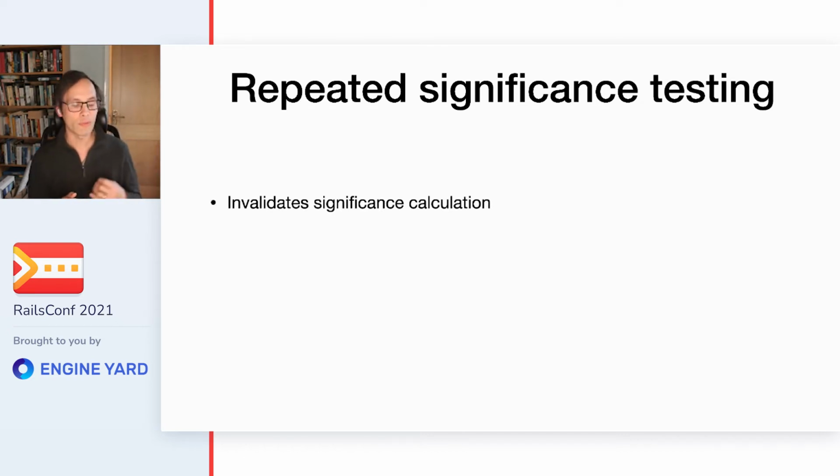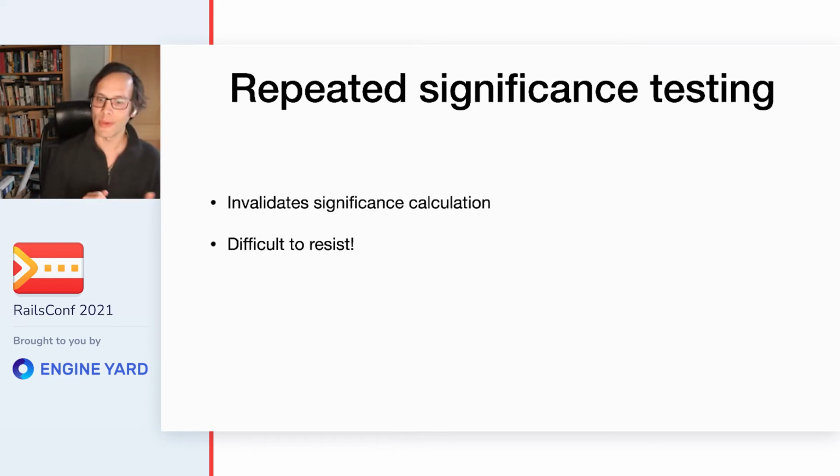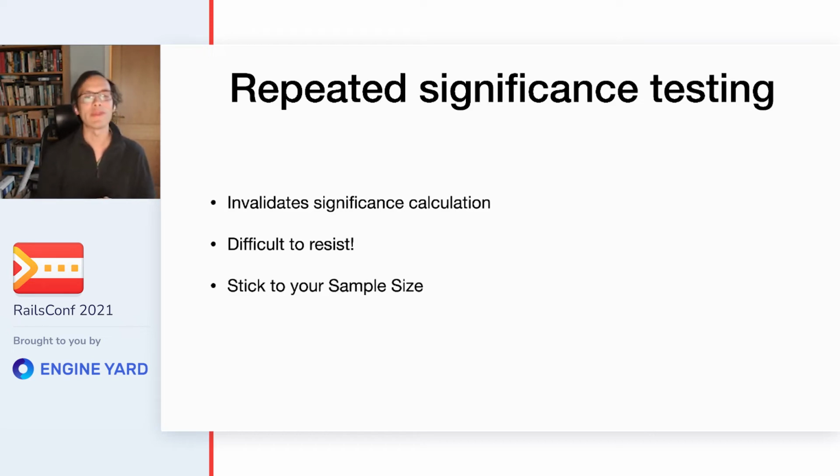Because what you're doing is re-rolling the dice every single day. So instead of having a result where you have a 5% chance of it being a fluke, you'll have a much higher chance. It is difficult to resist. People want to know what's going on in general. A lot of tools or platforms tacitly encourage it. They provide you with real-time dashboards to allow you to do this. So it's very difficult to resist. But really, you need to stick to your sample size. Don't even look at things before that.